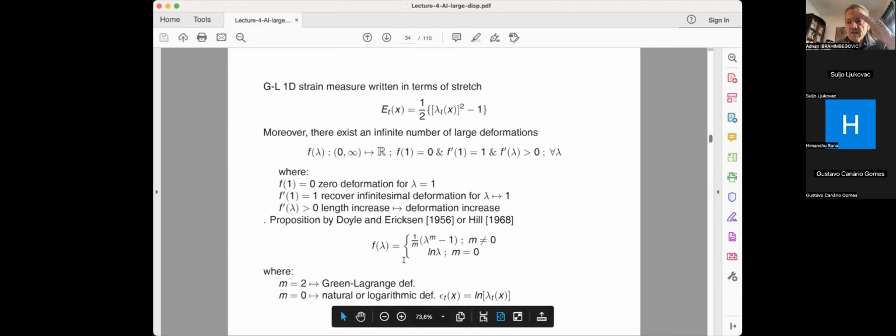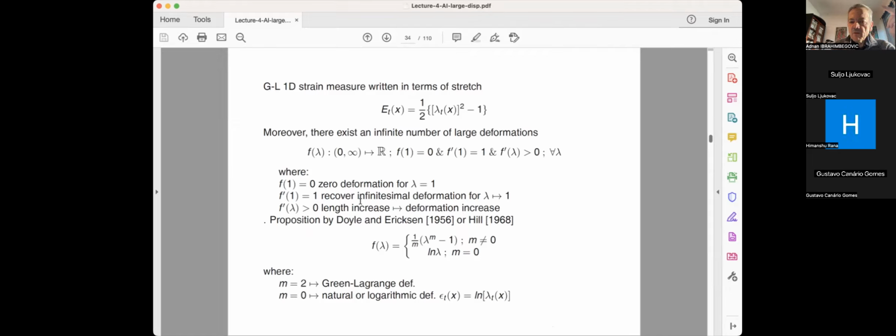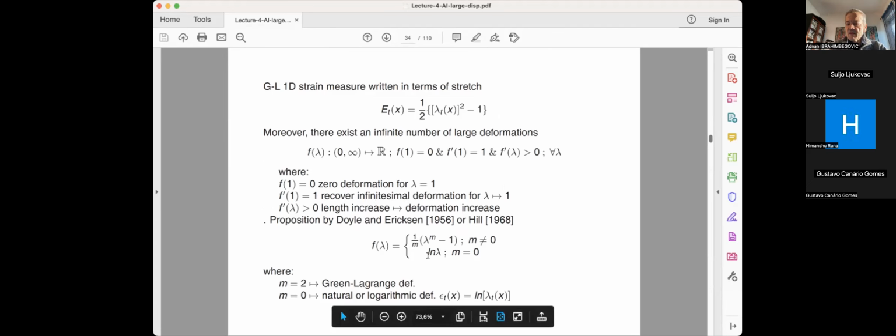Then it has to be increasing. F prime of 1 should be equal to 1, so that you recover infinitesimal deformation, and f prime of any lambda should be positive. That way you have the corresponding thing. So what Doyle and Erickson proposed, they said f of lambda could be equal to 1 over m times lambda to the power m minus 1, where m is not necessarily equal to 0. And then when m is equal to 0, that would be a problem, dividing by 0. So we take the logarithmic strain, that is natural logarithm of lambda, when m is equal to 0.